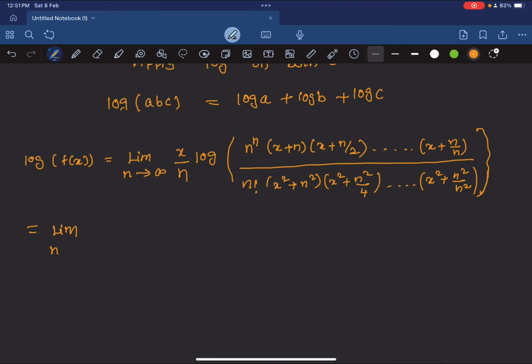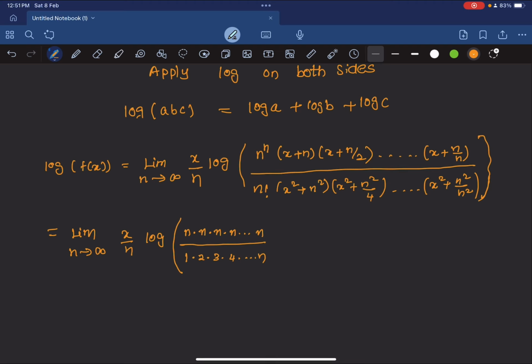So limit n tends to infinite x upon n times log of, n to the power n is n multiplied by n multiplied by n, n times, by n factorial is 1, 2, 3, 4 and so on up to n. Now if you bring this n to the denominator, you have n terms in the numerator and n terms in the denominator.